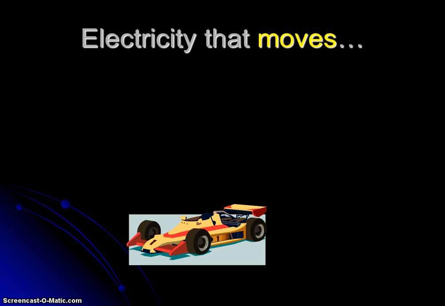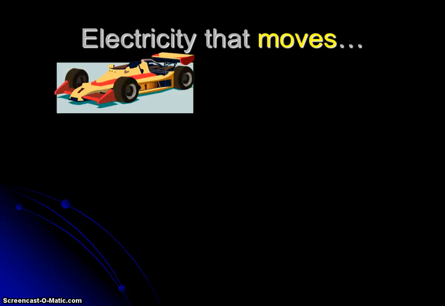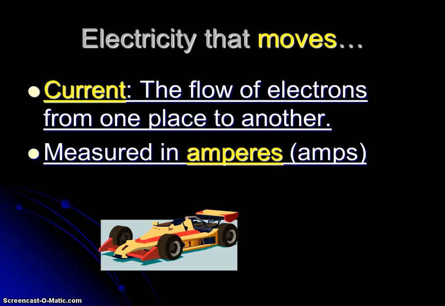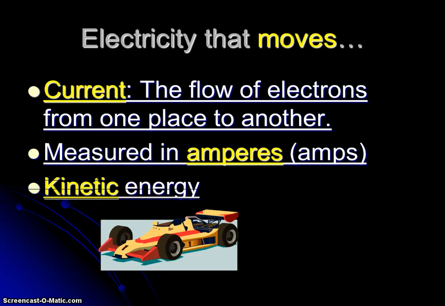All right, so let's talk about moving electricity. I said it's either the collection or the movement of electricity. We're going to first talk about the movement of electricity. We call this electric current. The flow or movement of electrons from one place to another is electric current. We measure electric current in amperes. We usually refer to them as amps. So we measure the current itself in amps.